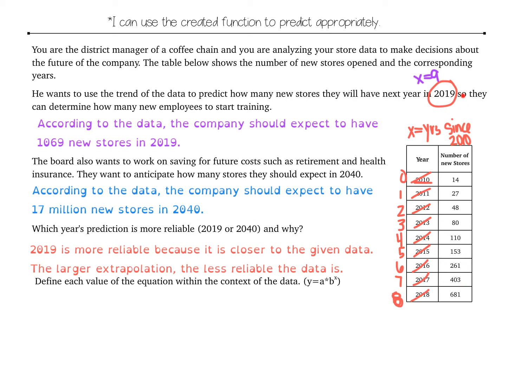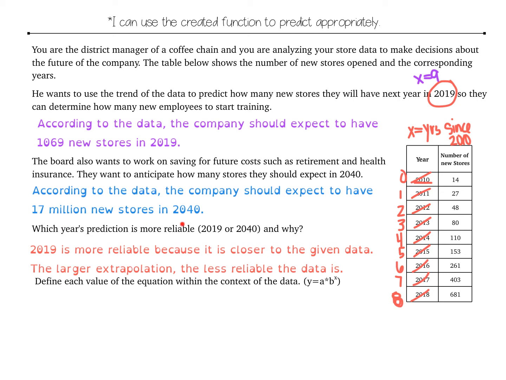This would be when x is 9. And then here in 2040, if x is years since 2010, that would be 30 years. So if you put 30 into your function, you should have gotten 17 million new stores. It was a really big number. I just rounded to the nearest because it was a lot of decimals.